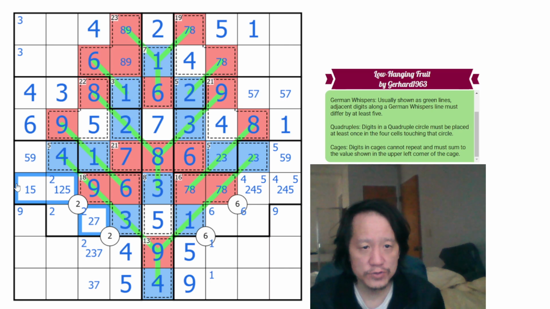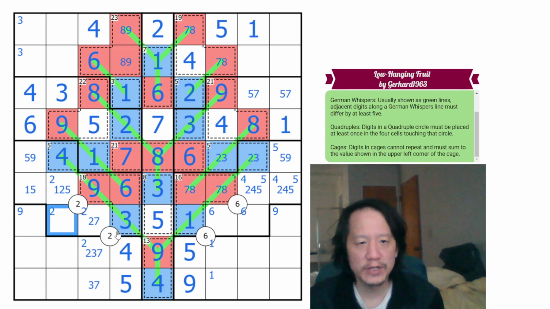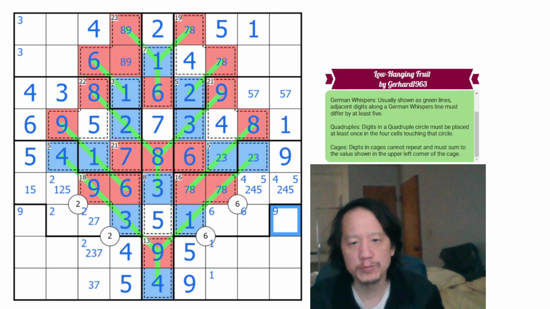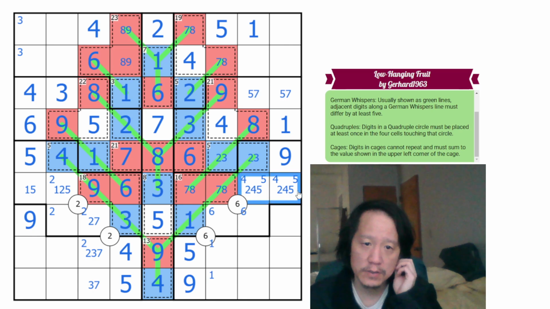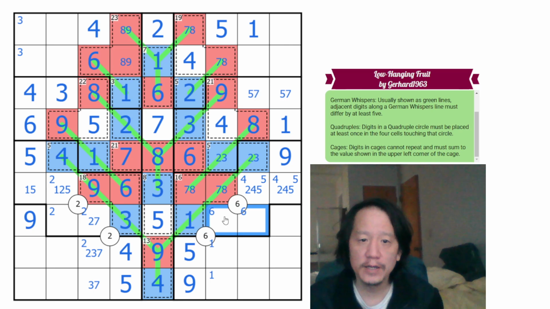So this is 1, 2, 5, 7, and 9. Still could be any of those. This can't be 9. Oh, wait, we know there's a 9 here, so this can't be 9. So therefore, this is 5, which makes this 9, which means this can't be 9, which means this has to be the 9. Oh, we already had that from there. This can't be 3. This can't be 3. Where's the 3 in this region? It has to be here.